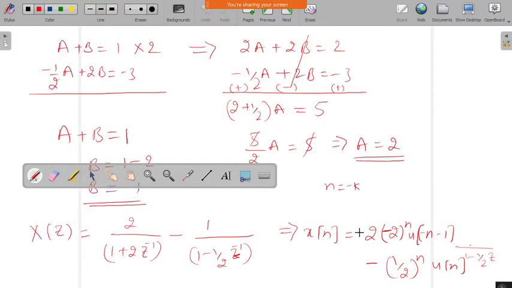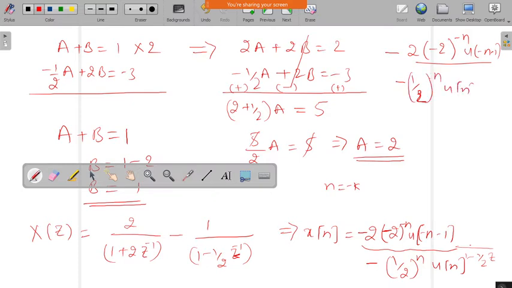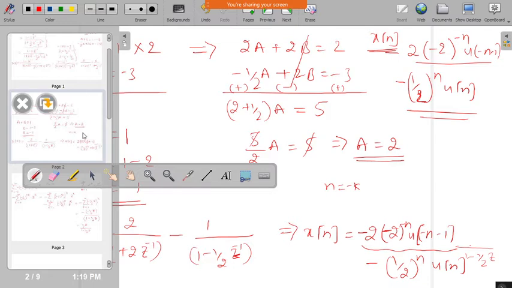Okay, so here minus of minus 2 power minus n, that is what you need to get. So is it correct? Now you are getting minus of minus 2 power minus n into u of minus n minus 1. This is what you need to get for this one. Are you getting now? Minus half into half power n into u of n. This is the result you will get, x of n. Is it understood now? Hello?